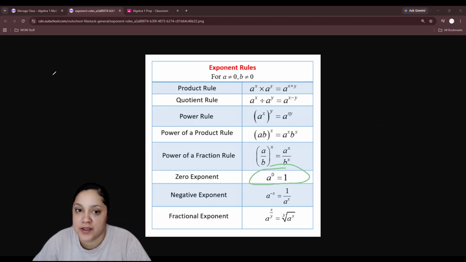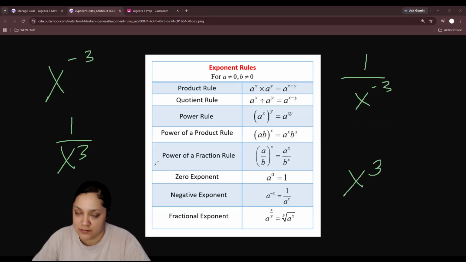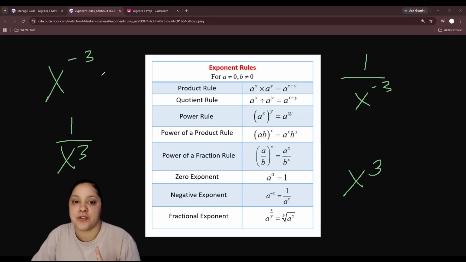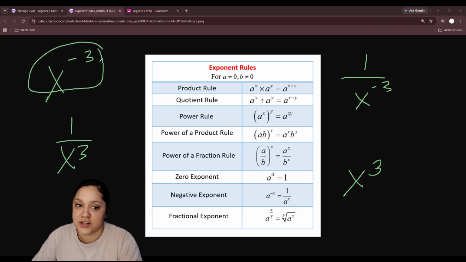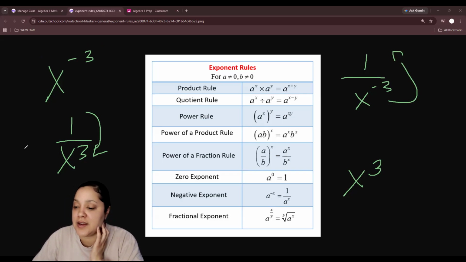Anything to the 0 power is 1. So that's simple. And if you have a negative exponent, also really simple. So x to the negative 3rd power, well, that gets you 1 over x to the 3rd. Sorry, I think I said that backwards. So if it's negative, put it in the denominator and make it positive. If it's already in the denominator, put it in the numerator and make it positive. You're basically rewriting negative exponents to make them positive.